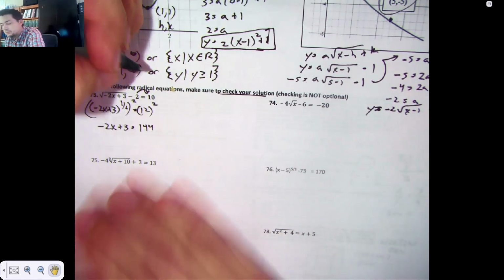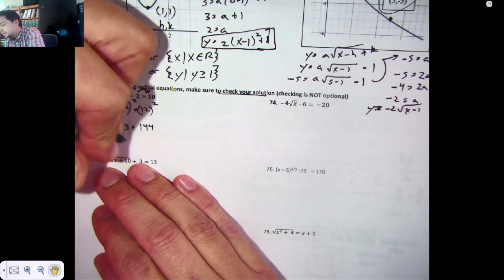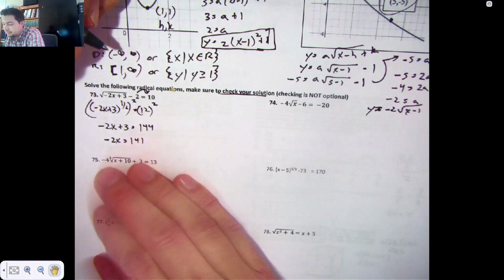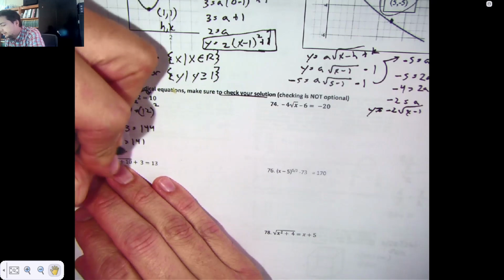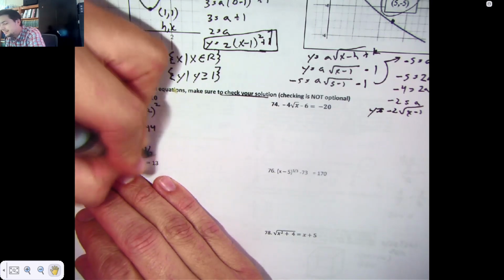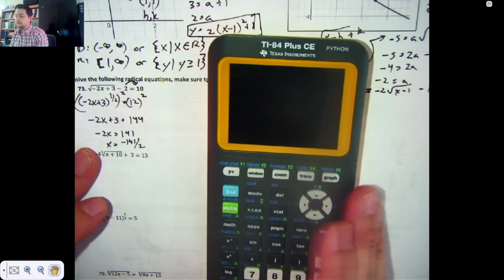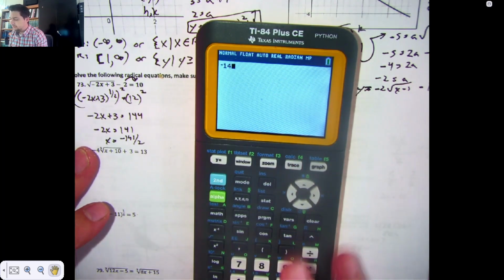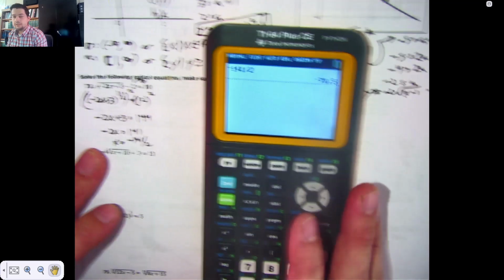I am going to subtract 3. Negative 2x is 141. Then I'm going to divide by negative 2. I get that x is negative 141 over 2. And it does talk about checking. So I'm going to check, and I'm not going to write out how I'm doing it, but I'm just going to take my little negative 141 over 2, and I'm going to push it in right there.